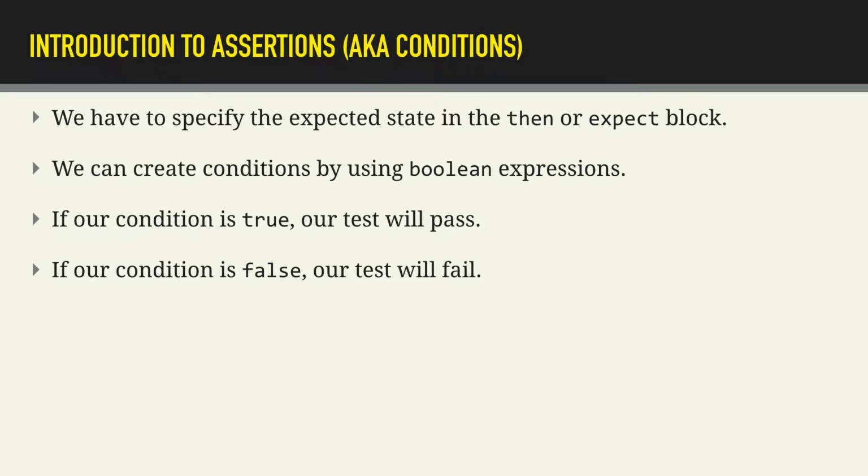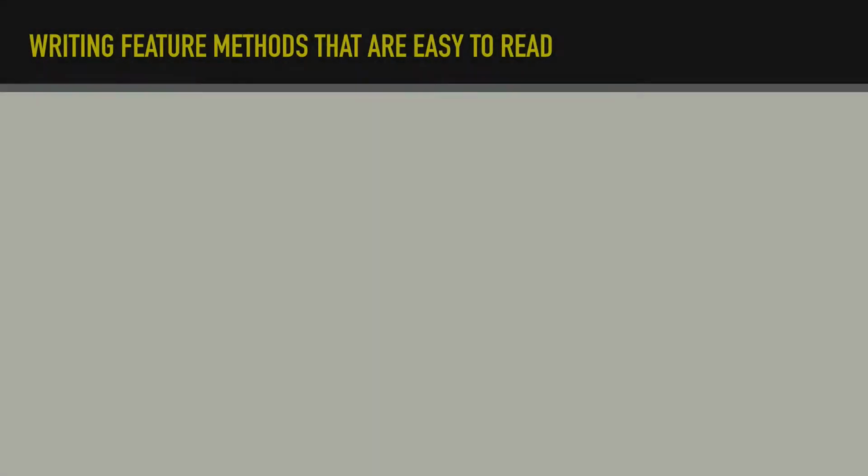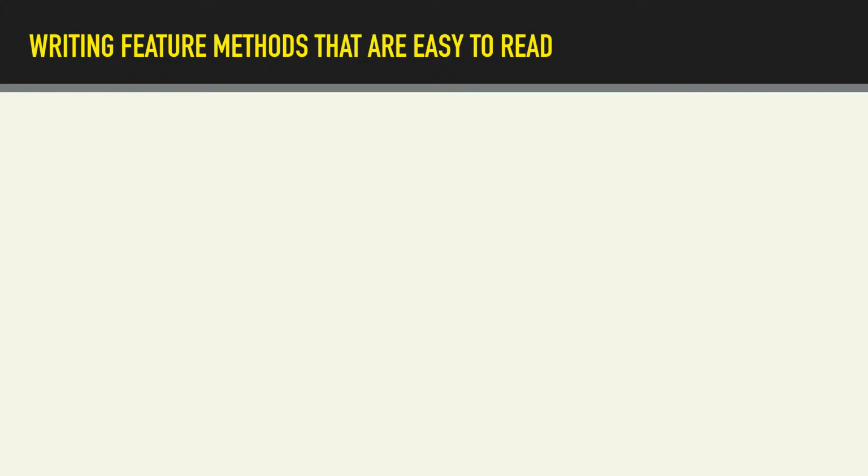If we want to specify conditions outside of the then and expect blocks, we have to use the assert keyword. We can now create conditions with Spock framework. Before we put our new skills into practice, we will take a look at 2 rules which help us to write feature methods that are easy to read.